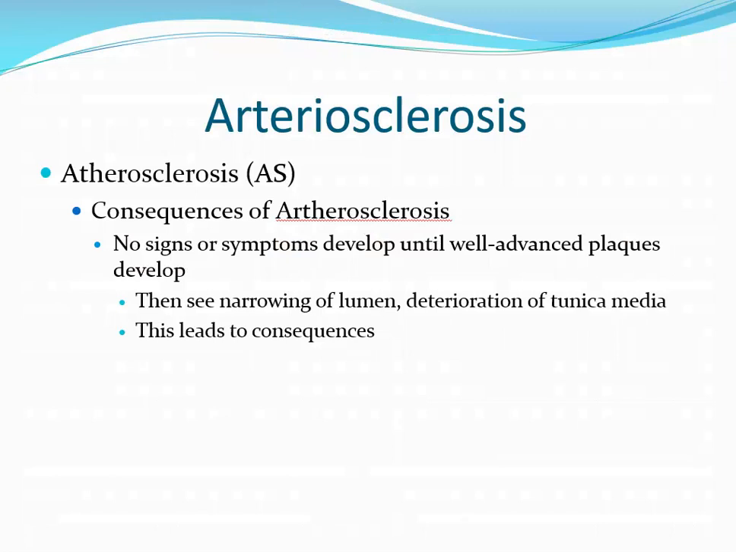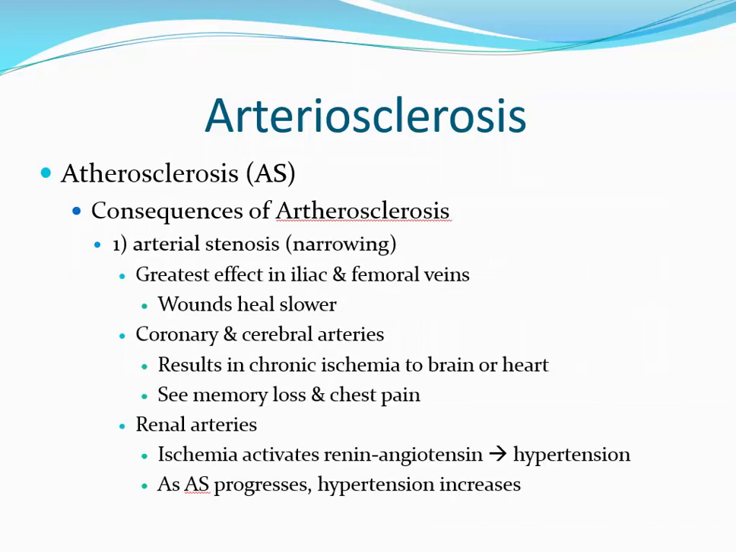Next, we look at some of the consequences of atherosclerosis. One problem is that no sign or symptoms develop until well-advanced plaques are formed. Then you will see the narrowing of the lumen and deterioration of the tunica media, and these lead to other consequences. You'll see the greatest effect in the iliac and femoral veins of the legs. This is due to arterial stenosis, or narrowing. This narrowing will reduce the blood volume delivered downstream.